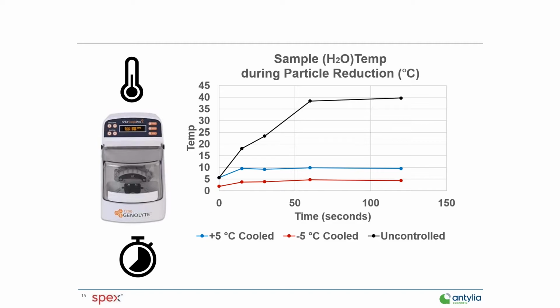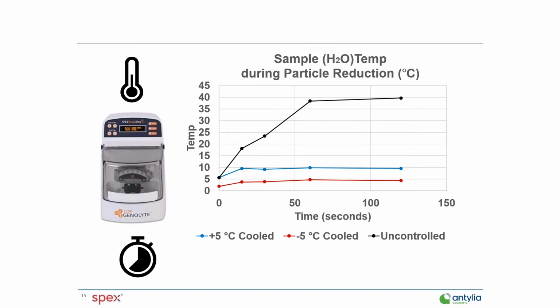So we took 3 scenarios. Uncontrolled, so no cooling whatsoever during the grinding. We cooled it to 5 degrees C, and we also cooled it to -5 degrees C. And we took plain water, and we ran the plain water over 2 minutes. And during the course of the 2 minutes, we took temperatures at different points. What we found is that when we cooled our system, we were able to consistently keep our temperatures cool. So we were able to keep our samples from getting above 10 or 15 degrees C. So we were definitely within that nice safe zone.